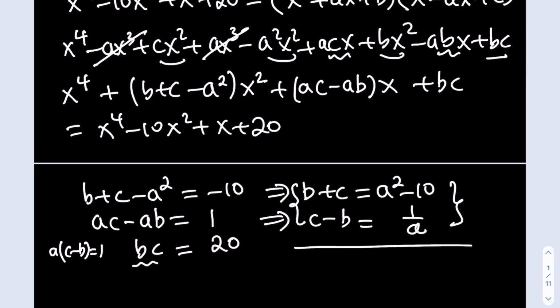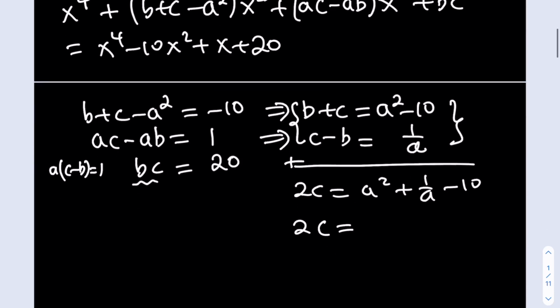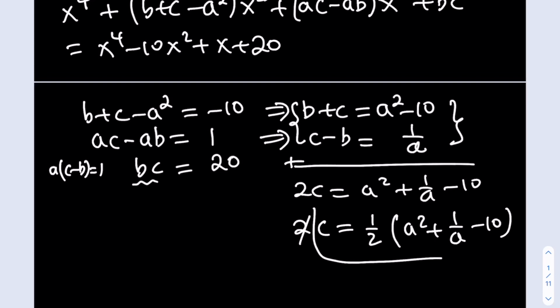So let's go ahead and add these equations up. If we do, we're going to get 2C, and then 2C is going to equal A squared plus 1 over A minus 10. Since I'm going to multiply, it might be beneficial to leave it like this. So I'm just going to put a 1/2 in the front and write it like this. So that's going to be the value of C.